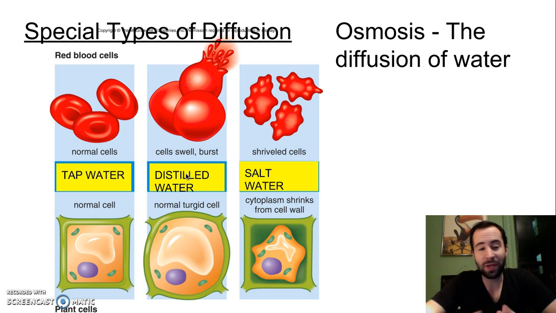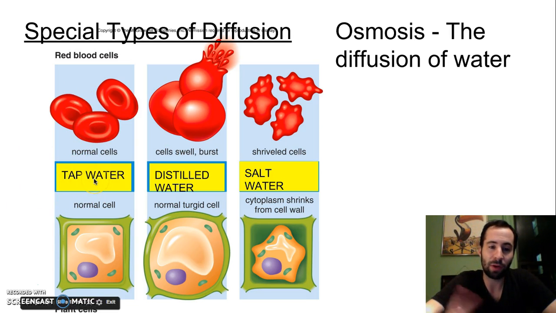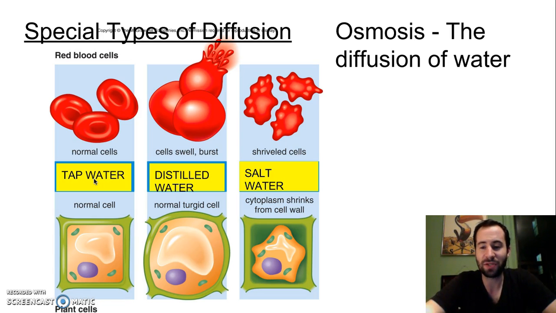Here's another more real-world example of osmosis. So let's say we put some cells in tap water, right? Tap water has something that's relatively equal to the amount of salts and other molecules that's inside of the cell. Now, if you put cells in tap water, they're going to remain fairly normal, right? Same is true here in a plant cell.